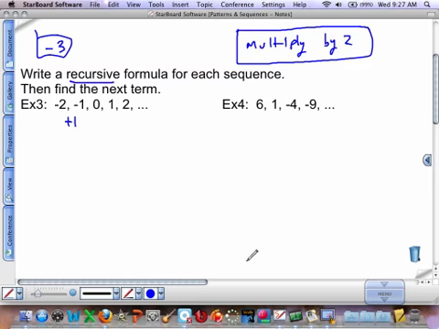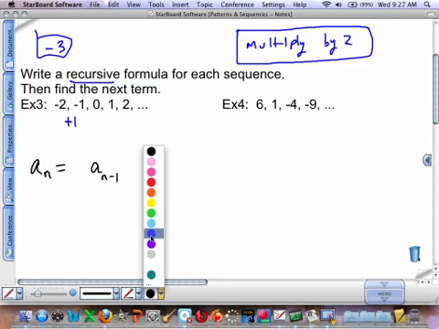Recursive. And recursive formulas always have the same setup. So it's a sub n equals, so the next term equals, that's always going to be in reference to the previous term. Okay, so you're always going to have an a sub n and an a sub n minus 1. Okay, so plus 1. So we're just going to take that and add 1 to the previous term.